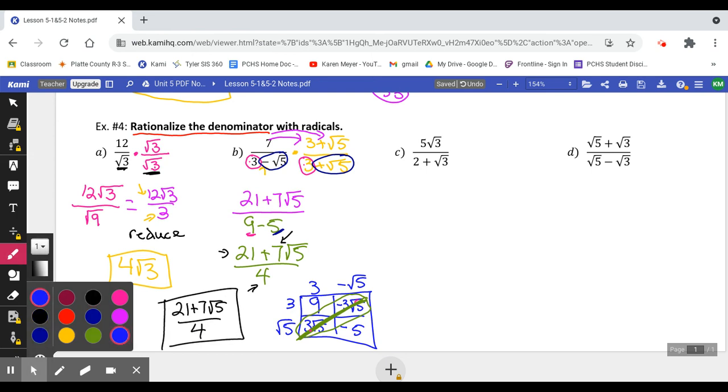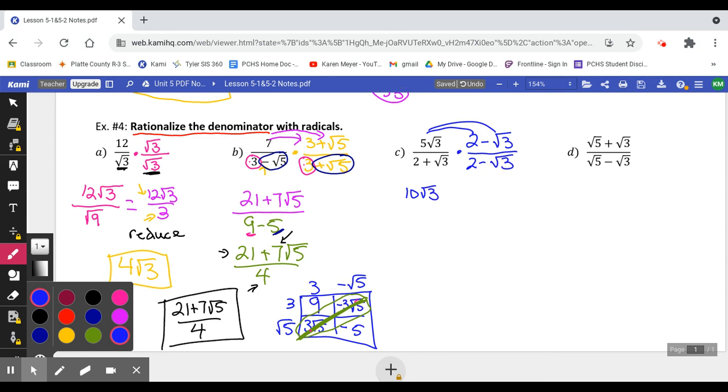Okay, same process. Let's just do it over. Multiply the top and the bottom by 2 minus the square root of 3. Okay, distributive property. 1 item times 2 items is distributive property. 5 square root of 3 times 2. We'll take 5 times 2, and that makes it 10 square root of 3.